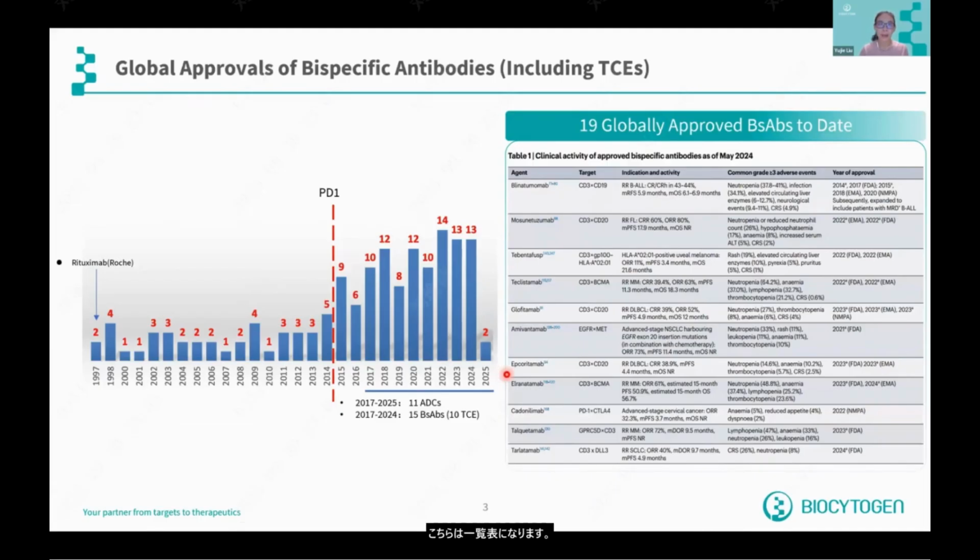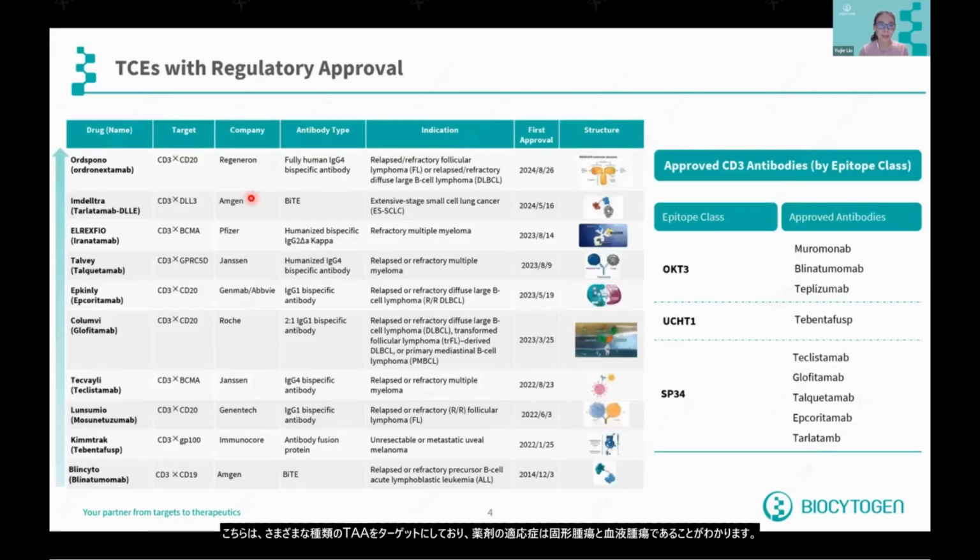Up to now, there are 19 globally approved bispecific antibodies, and among them, 10 are T-cell engagers. We set up a list here. We can see that they are targeting different kinds of TAA targets, and the indications of these drugs are solid tumors and blood tumors. Nowadays, there are also some T-cell engagers in the clinical stage for autoimmune diseases.